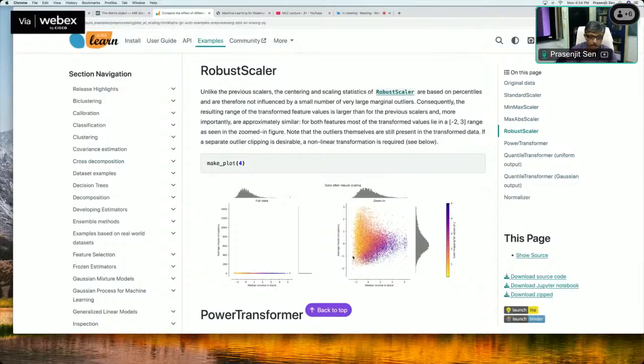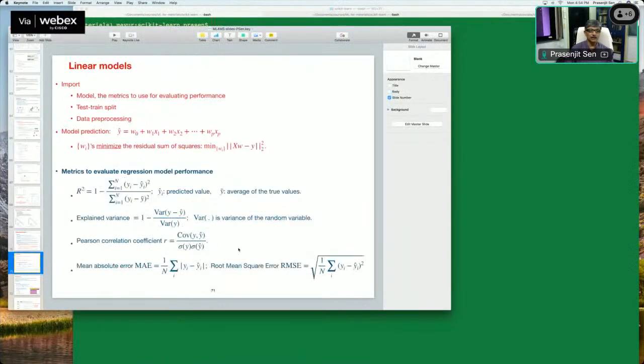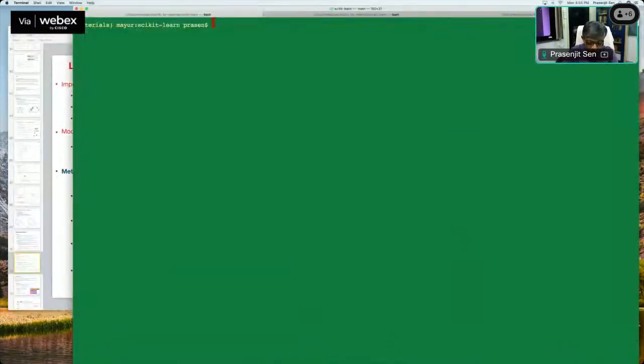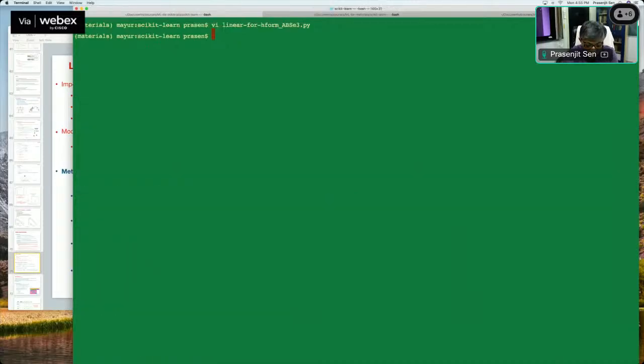Okay, so with that, I will go to the discussion of linear models. Let me go to the code and see what are the things that we have to import. Yeah, so there is something called, let me use that.